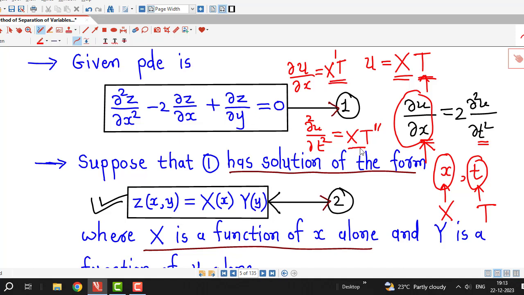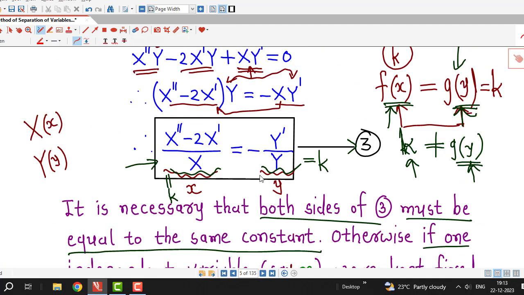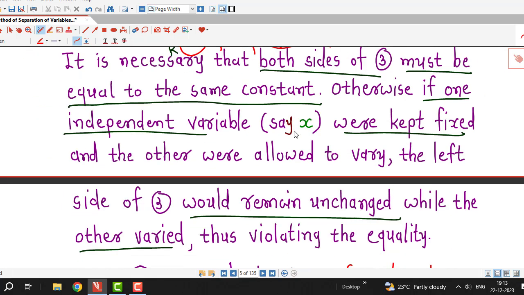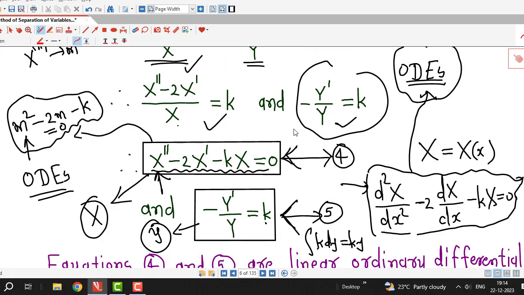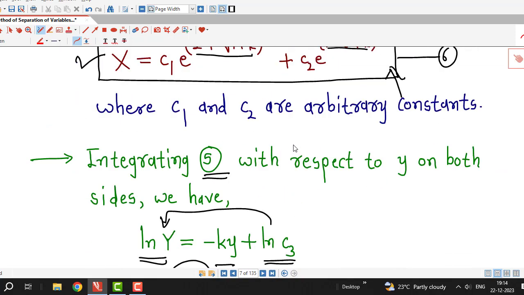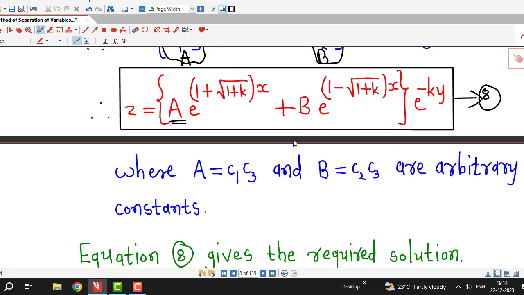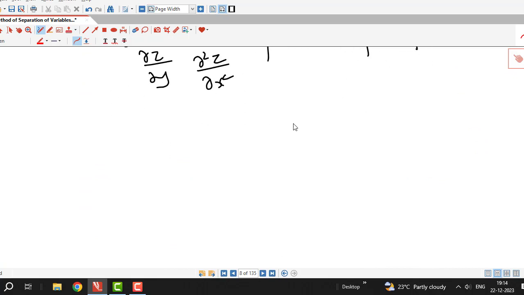So I will substitute these two in this equation, and after simplification I will have this type of equation in capital X and capital T. On one side I will have a function of x, on another side I will have a function of small t, and those two functions are equal if and only if they both are equal to some constant. Then equating these two to that constant, we will obtain two ordinary differential equations in two variables, and after solving those two ordinary differential equations, we will be able to determine the solution of the given partial differential equation.